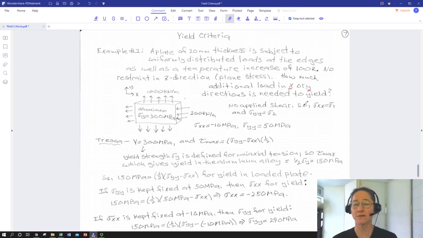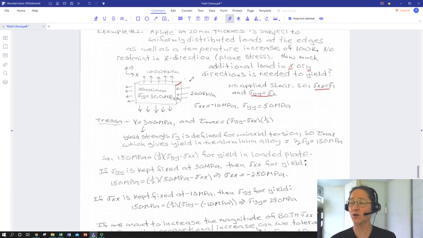We have no applied shear, so we know that our applied stresses are negative 10 megapascals, that's 200 kilonewtons per meter divided by our thickness of 20 millimeters, and we have our 50 megapascals in tension in our Y. So how much additional load would we need to yield? We have no applied shear, so our applied normal stresses are our principals. If we're thinking of a Mohr circle, we're on that x-axis.